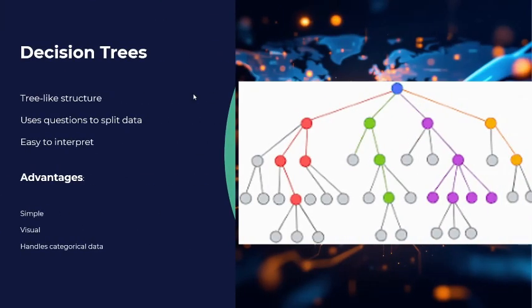Now let's look at what we call decision trees. Just like the name suggests, it is a tree-like structure that uses questions to split data, and one thing about it is that it is very easy to interpret. So what are some of the advantages? Just like we said, it is simple, it is visual, and it handles categorical data. So that's a brief overview of decision trees.